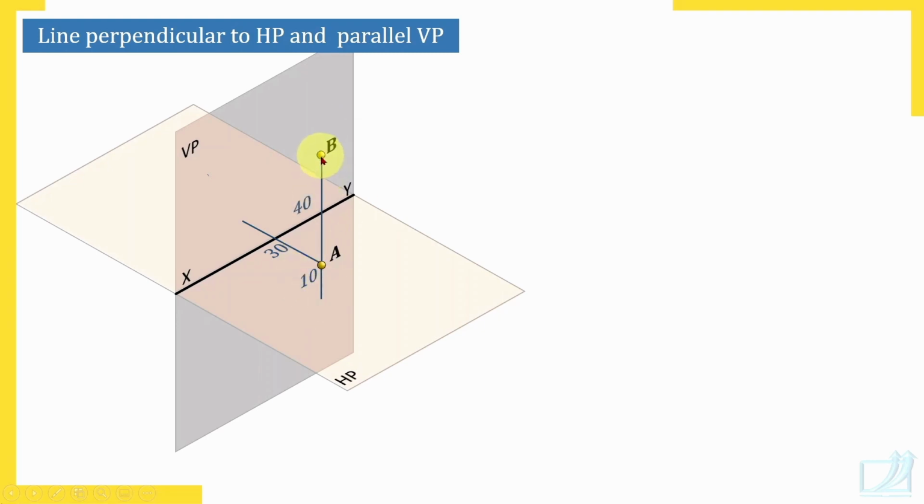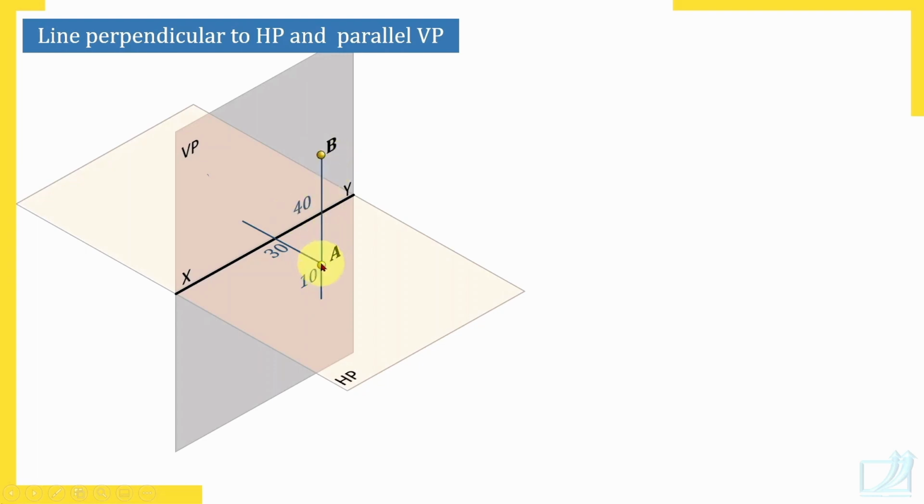So what is distance of point B from HP? It is 10 millimeters plus 40 millimeters, that is 50 millimeters. So we can say that point A is 10 millimeters above HP and point B is 50 millimeters above HP. What is this 40 millimeter? It is distance of point B from A.